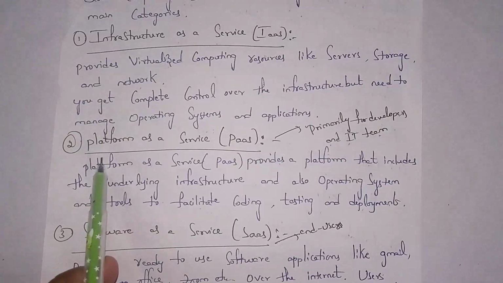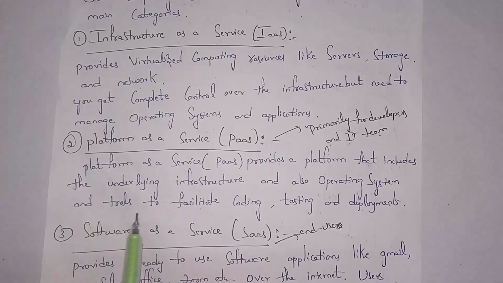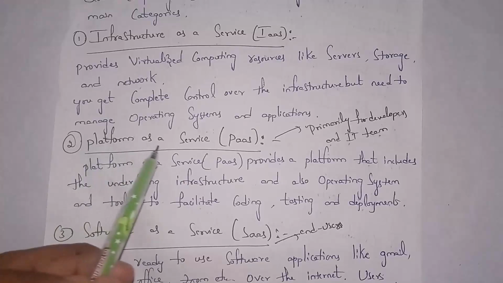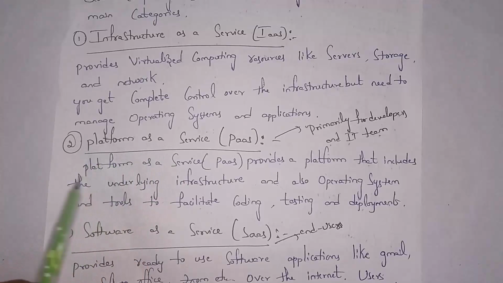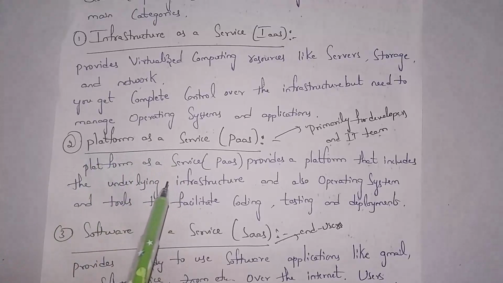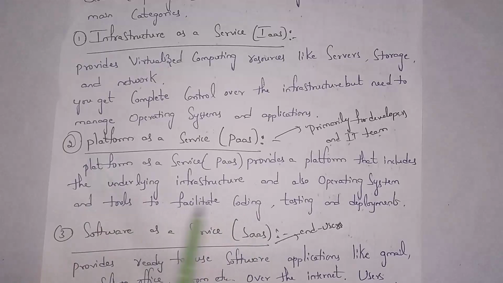And the second one is platform as a service. Mainly software employees will take this service from cloud providers like AWS, Microsoft Azure, Google, etc. In platform as a service, the company will not only provide infrastructure, but also the operating system and tools for coding, testing and deployment. It will not provide complete software, but only a few softwares that are required for coding, testing and deployment. So platform as a service is nothing but cloud providers providing infrastructure as well as the operating system.